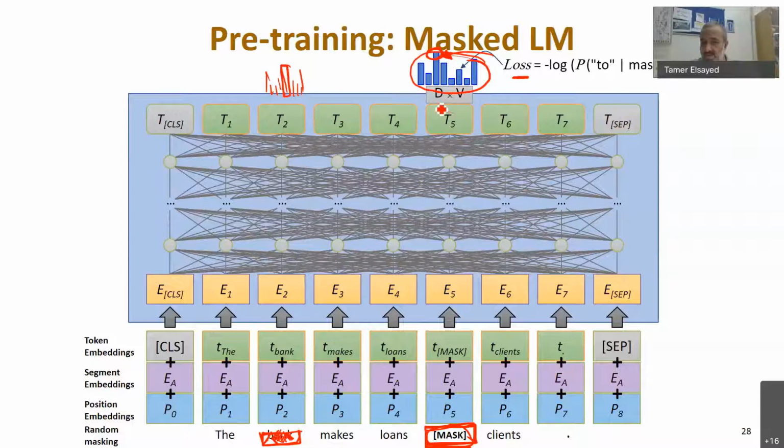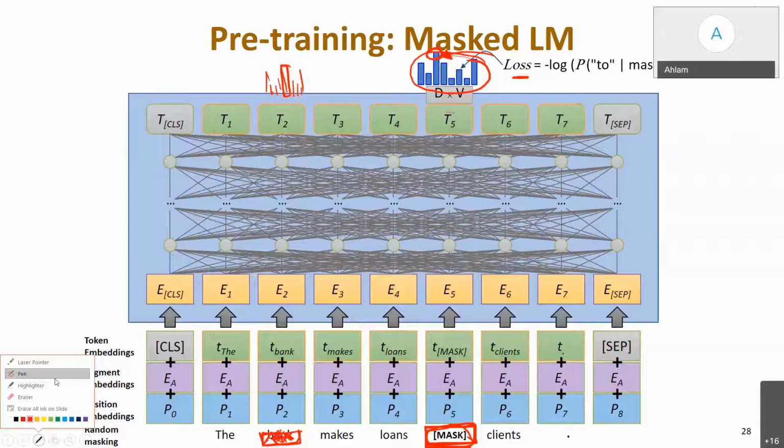Not clear. After the output is embeddings, like a matrix or weights, from these weights we will calculate this probability distribution. And from this, we check if it is correct. If it's not correct, we will update the model.